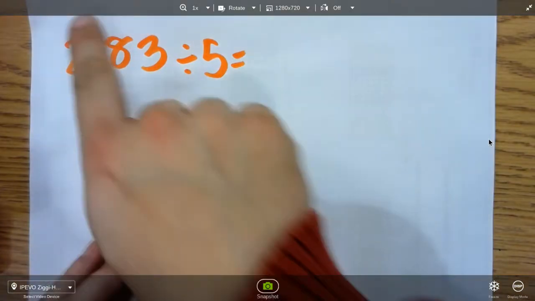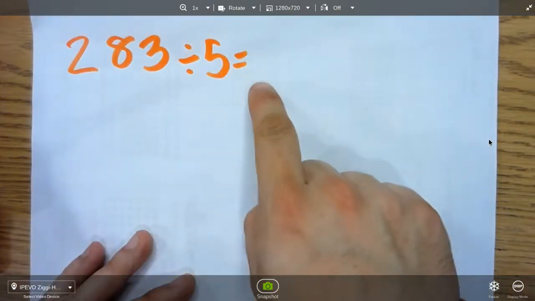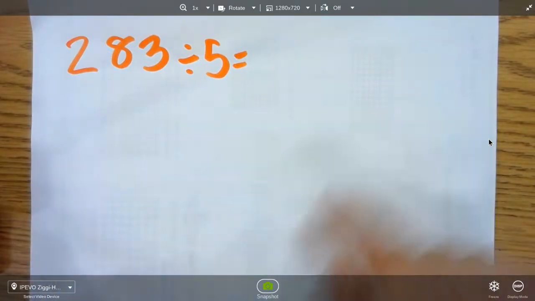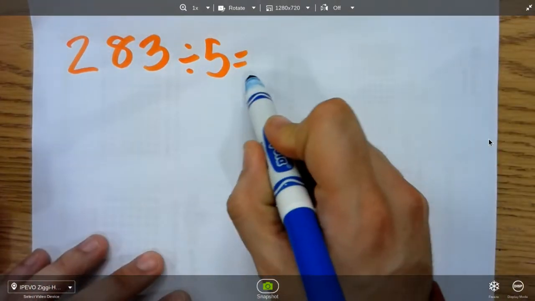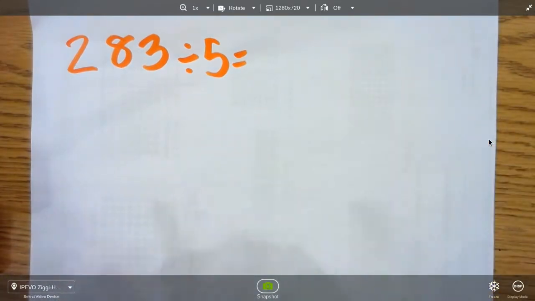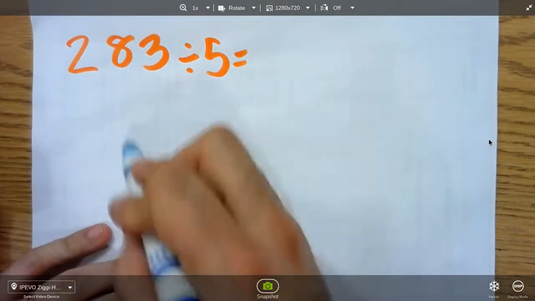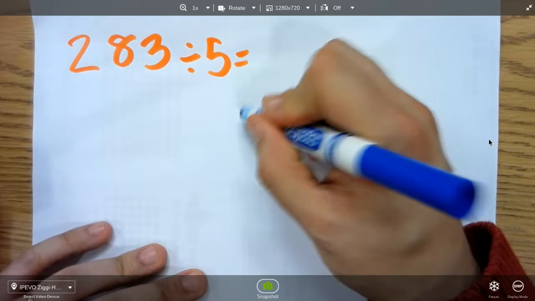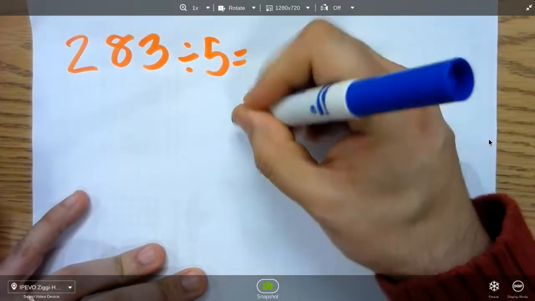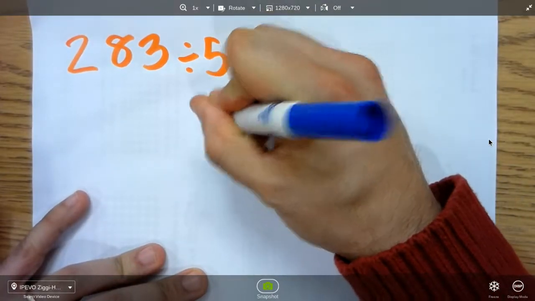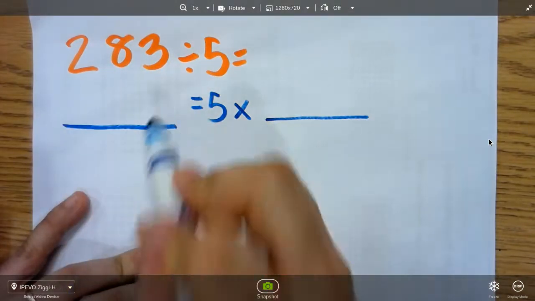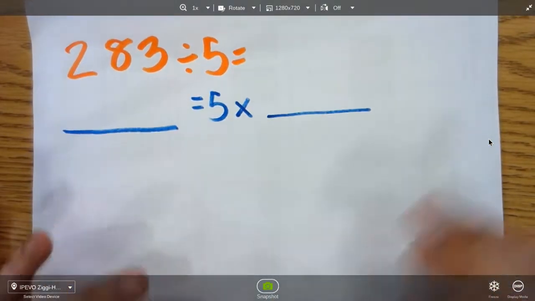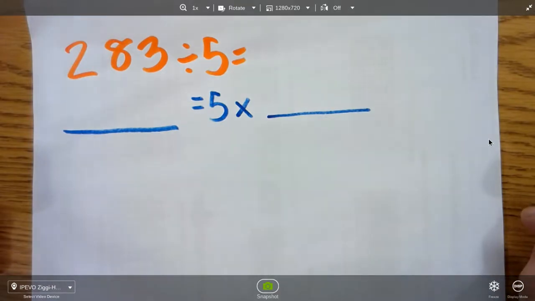283 divided by 5. Remember that we have the dividend, the divisor, and then the quotient is the answer. It's going to go over here. And we're talking about how we can figure out an estimated quotient using our understanding of multiples. So I'm going to write some multiplication problems backwards here. I'm trying to figure out essentially what times 5 is going to equal something that's pretty close to 283. And I'm thinking right now, I know that 5 times 10 is 50.